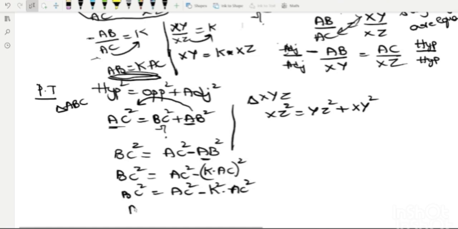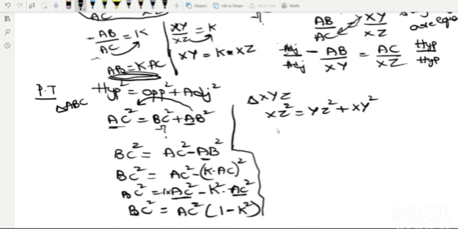Now here you can see BC square equals, yes, you see AC is common in both the things. You can take it out, AC square is common. So 1 minus K square. In the first term, you can write AC square as 1 into AC square. So if you take out the AC square as common, you will be left with 1, and the symbol here is minus. If you remove the AC square, you will be left with K square.